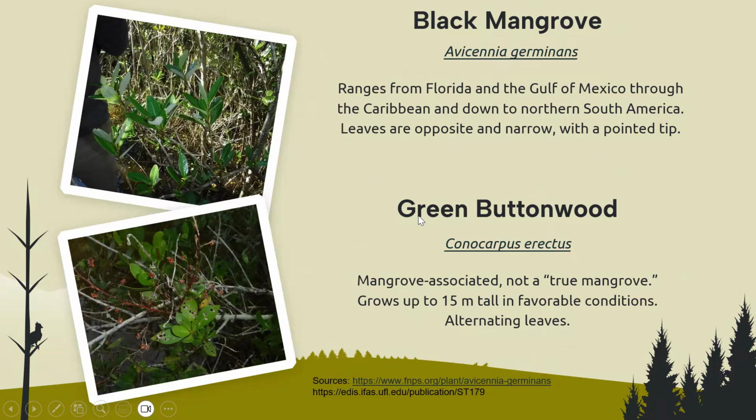Green buttonwood is often lumped in with mangroves. It's mangrove associated, but it's not a true mangrove. And it's pretty tall. It can grow up to 15 meters in length, and it has these alternating leaves that make it pretty identifiable, along with these really cool fruits.